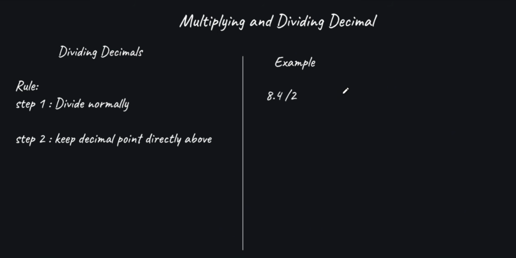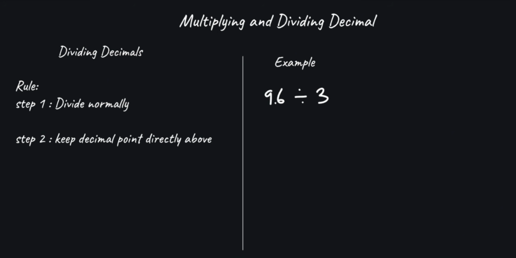Well, what we'll do is we'd say 8.4, keep the decimal point above in the same position, divided by 2. That's 2 into 8 goes 4 times, 2 into 4 goes twice, and the decimal point goes there. And that would be your answer. That's what's meant by keep the decimal point right above.